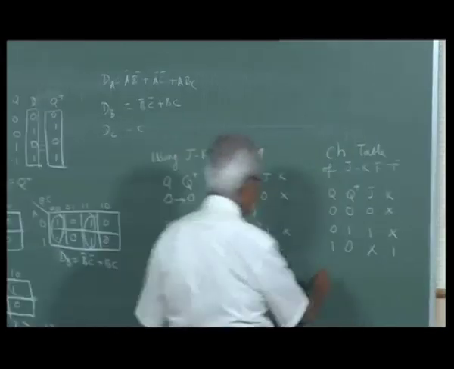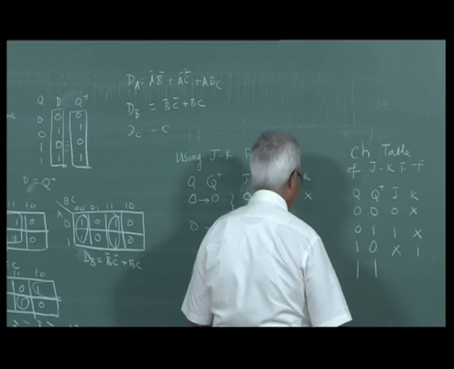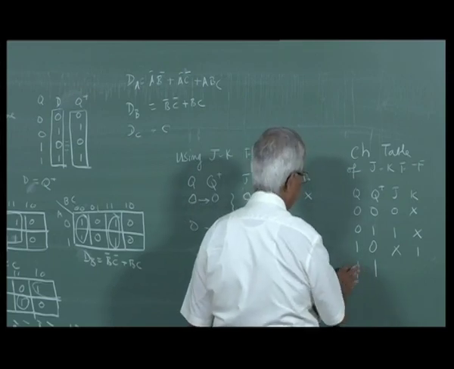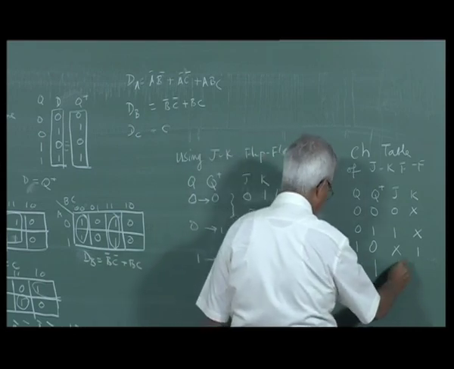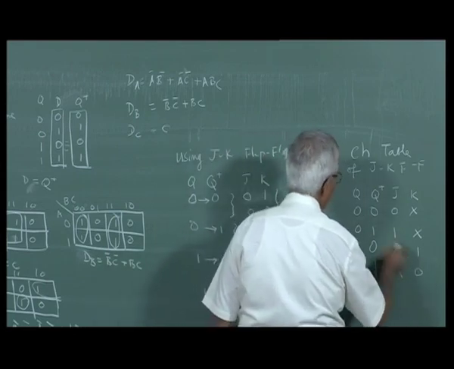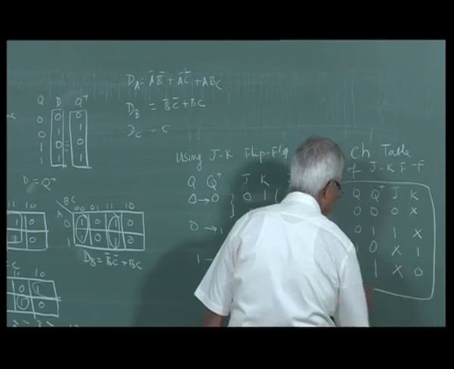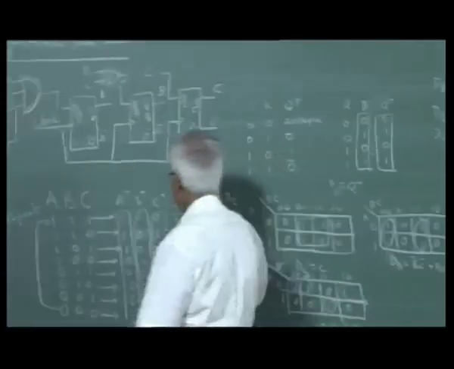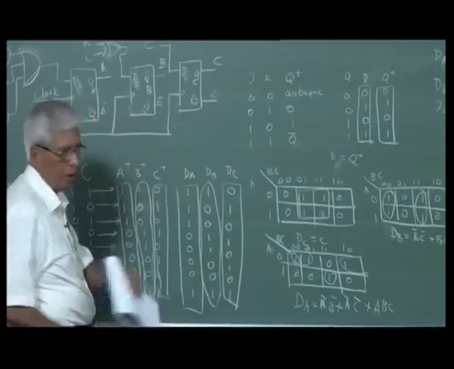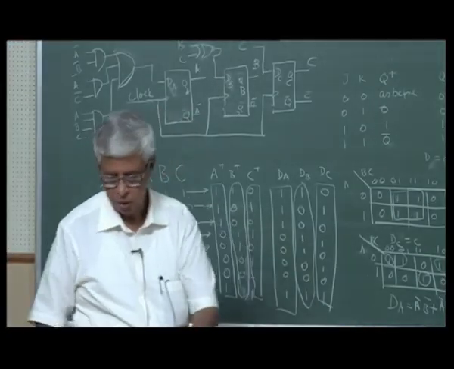And 1 1, if the present state is 1 and next state is also 1, J can be don't care, K has to be 0. I can use this table instead of the D flip flop here and do the same problem with JK flip flops, which we will do now.